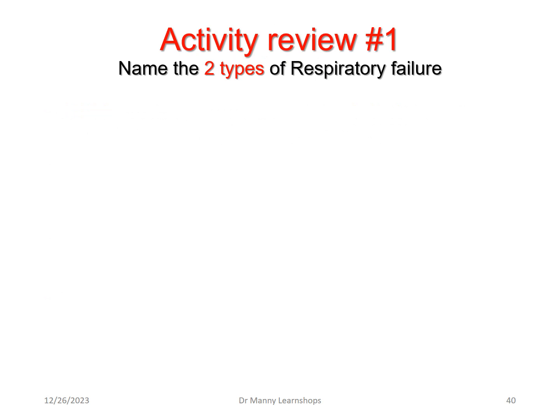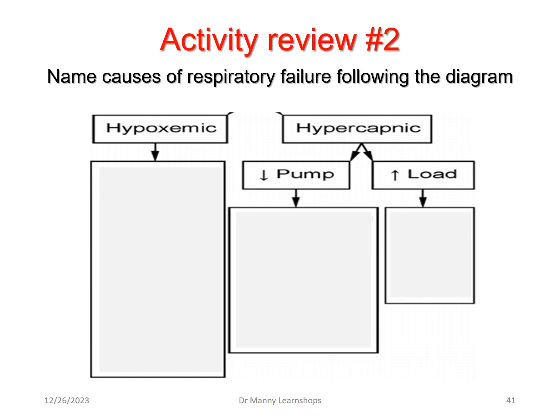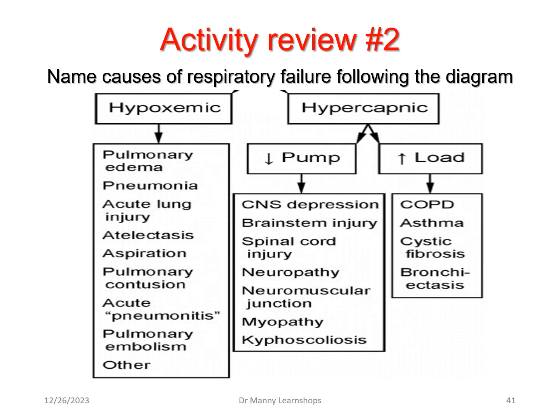So let's review briefly. Name two types of respiratory failure: type 1 and type 2. Type 1, hypoxemic. Type 2, hypercapnic or hypercarbic. Name the causes of respiratory failure following in the diagram. Well, again, what we've got there is hypoxemic can be caused by the following. Hypercapnic can be caused by them. But sometimes they are combined and interrelated.